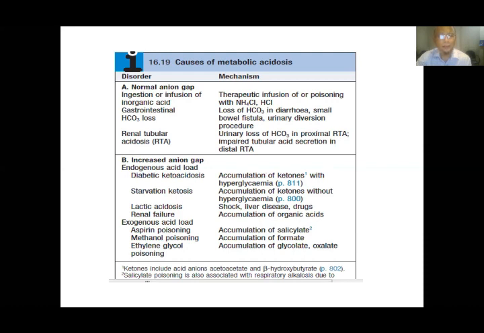And exogenous acid load in aspirin poisoning, accumulation of salicylates, methanol poisoning, accumulation of formates, and ethylene glycol poisoning, accumulation of glycolate and oxalate. So what are the ketone bodies? You all know that is acetone, acetoacetic acid, and beta hydroxybutyric acid. In case of salicylate poisoning, that is also associated with respiratory alkalosis, and also they may develop hypocalcemic tetany.